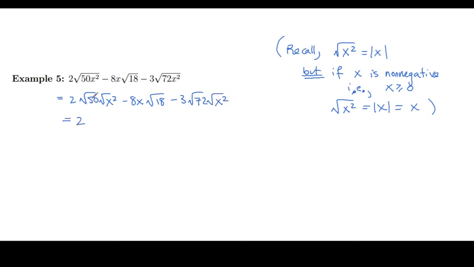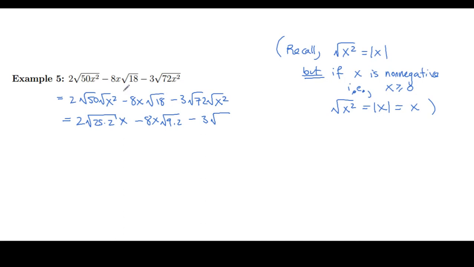So we have 2, and then this we could factor a little bit more, right? 50 is 25 times 2, and then the x squared becomes just an x, right? Now, it would be absolute value of x, but we're assuming up above that it's non-negative, so we could just make that an x. This is 8x, and then 18 we could do 9 times 2. And then 72, could we do anything for that? So if we divide that by 2, what do we get? Sorry. So we get 36, right?